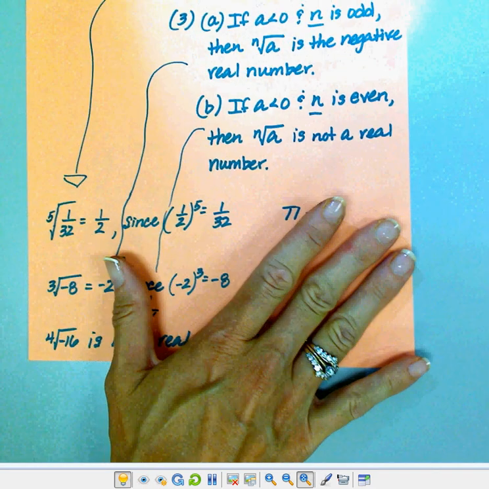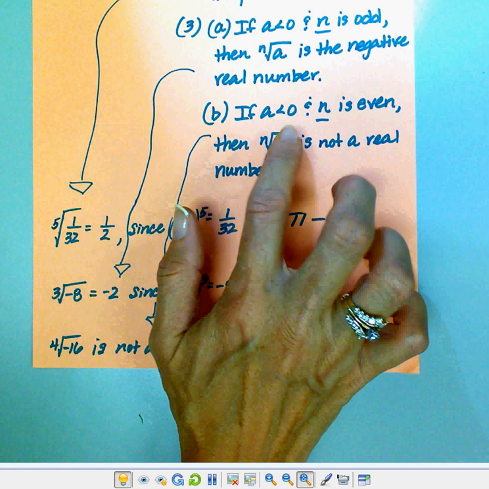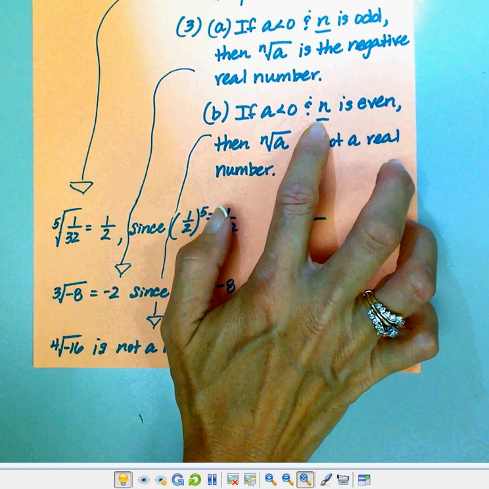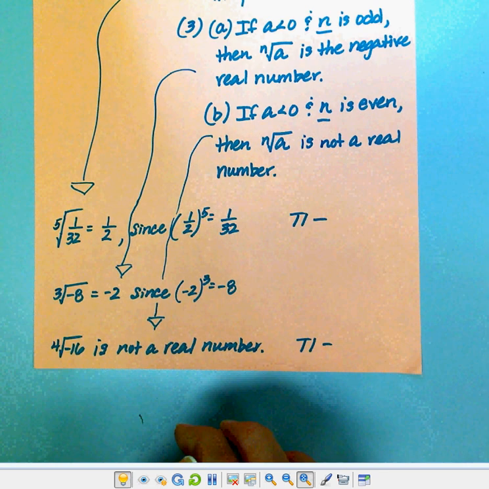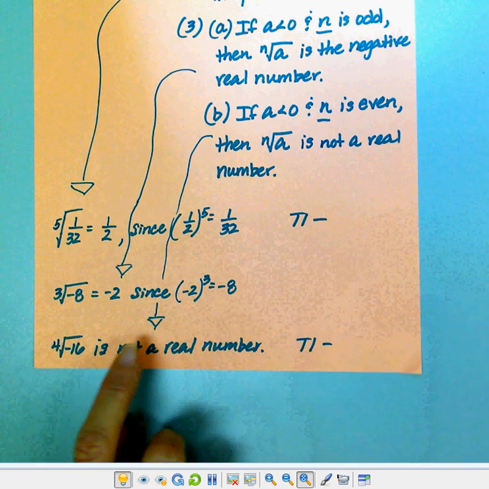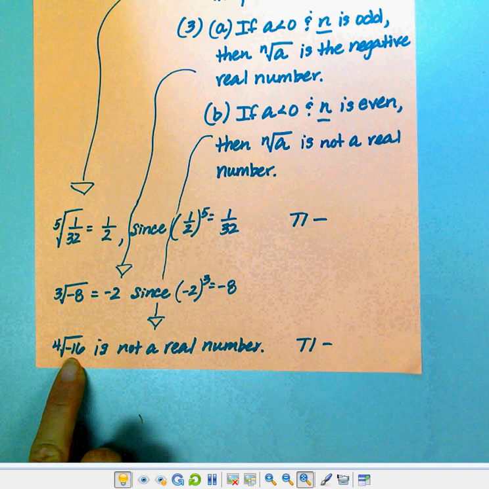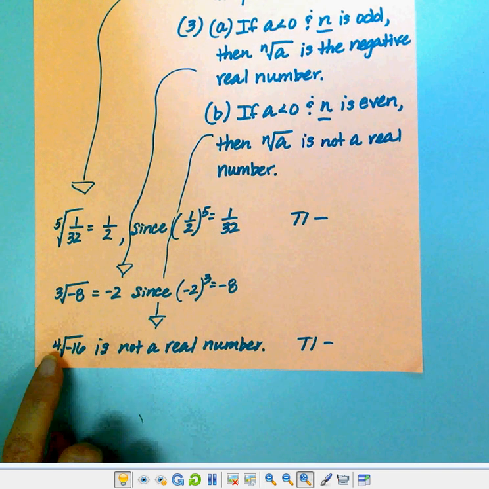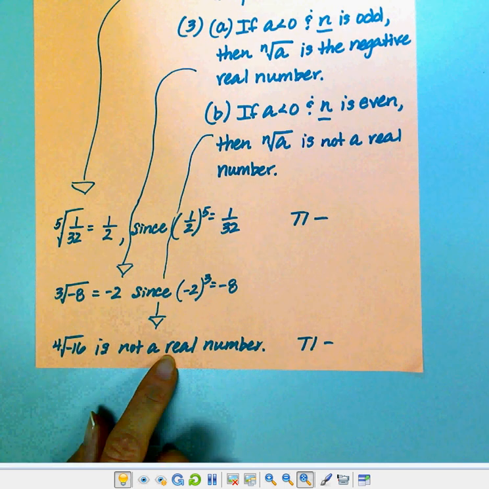And my last example now says if a is less than 0 and n is even, then the nth root of a is not a real number. So again, that example looks like this one. So the fourth root of -16 is not a real number. We cannot take an even root of a negative number and get a real number back.